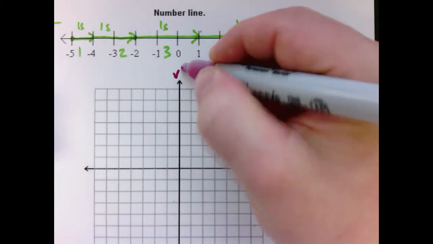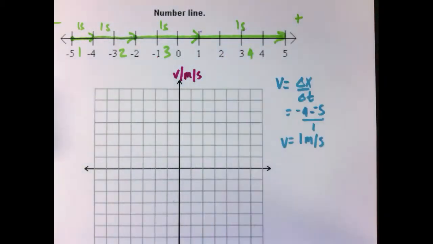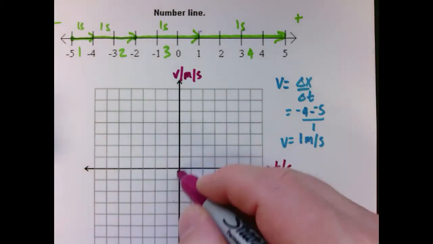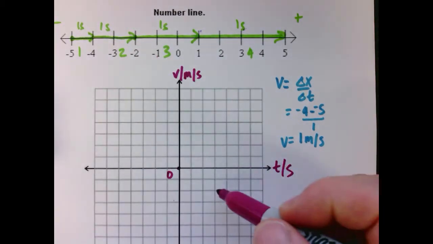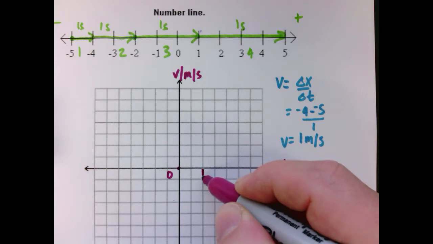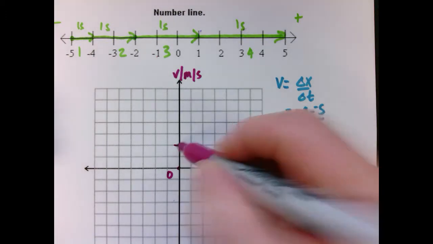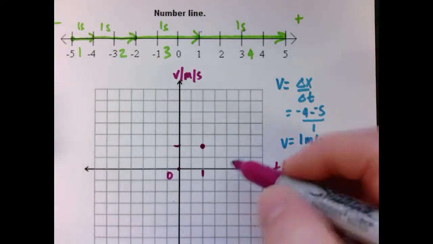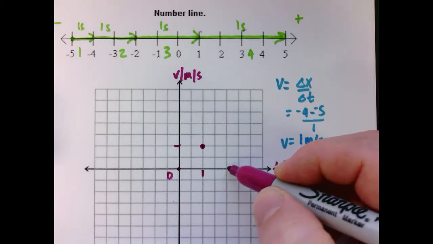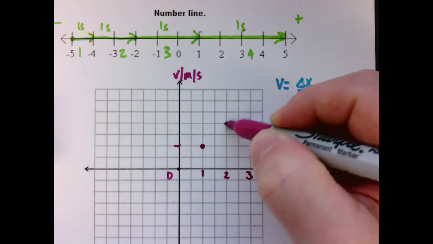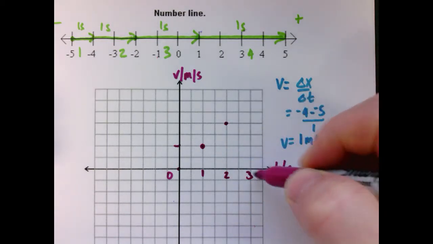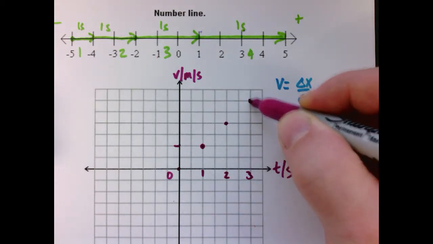So we have velocity in meters per second, and we have time in seconds, and this is our 0, our origin. So what we see is that at time 0, we don't really have a velocity, but at the end of time 1, we see the velocity is 1. And at the end of time 2, we see the velocity is 2. At the end of time 3, the average velocity had been 3.